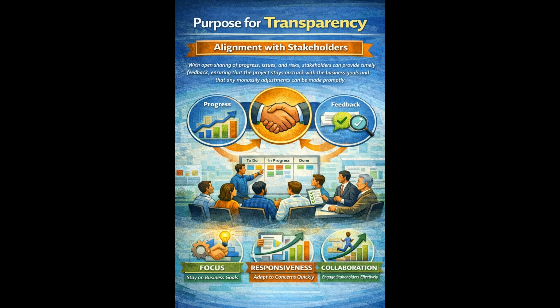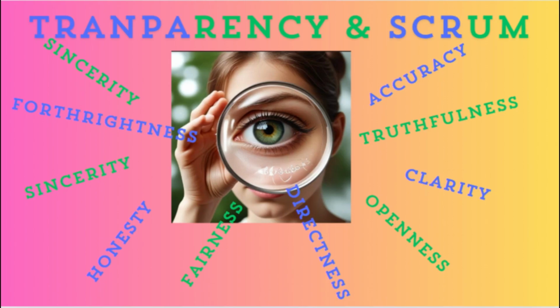Fifth, alignment with stakeholders. With open sharing of progress, issues, and risks, stakeholders can provide timely feedback, ensuring that the project stays on track with the business goals and that any necessary adjustments can be made properly. How do we achieve transparency in Scrum? There are many practices in Scrum to achieve transparency. Let me discuss 7 key practices to achieve transparency in Scrum.